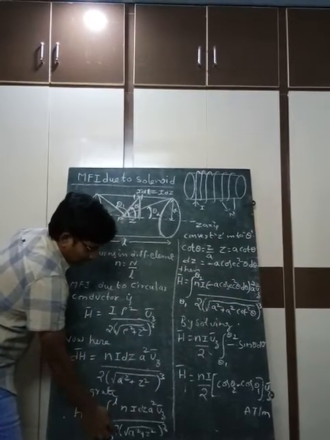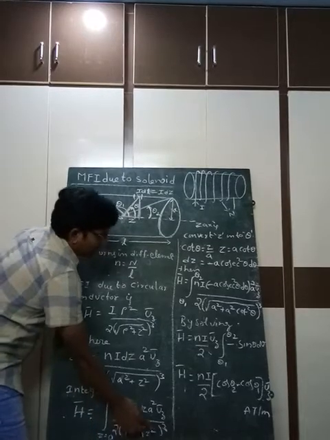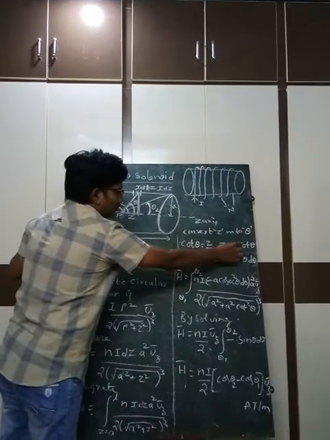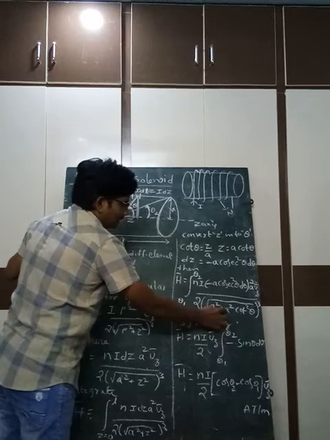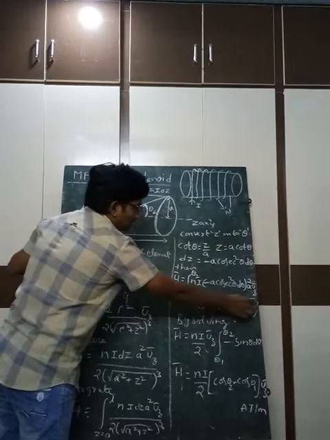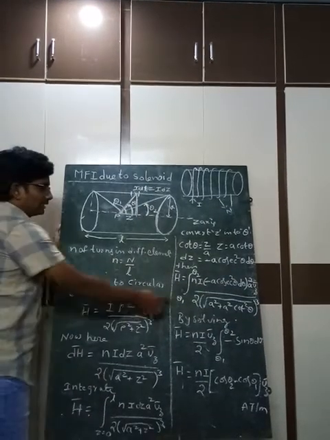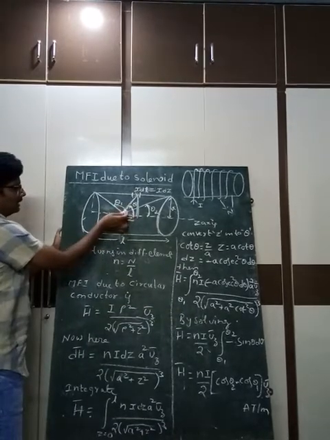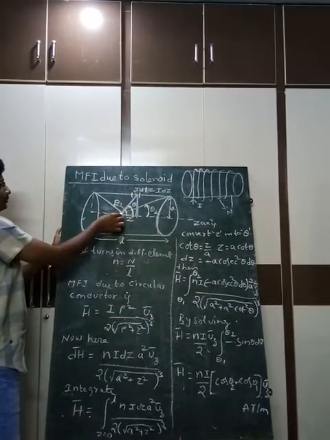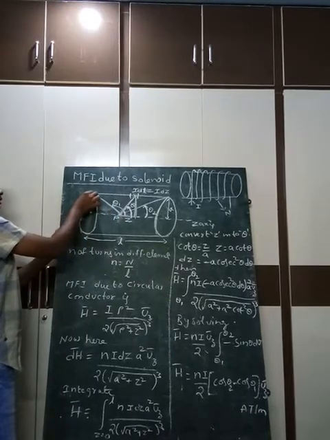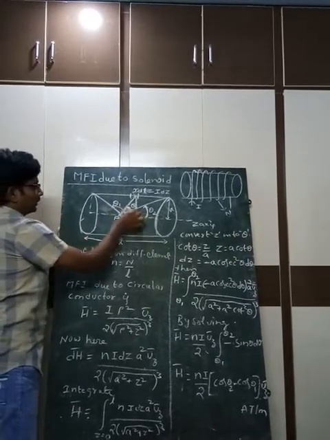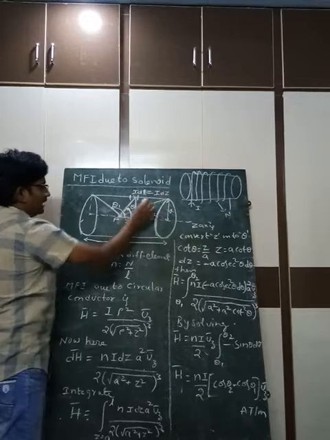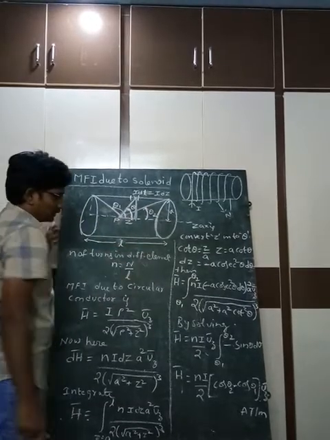a square into uz bar divided by 2 into root of (a square plus z square) whole cube, where z is a cot theta, so z square means a square cot square theta. And here the limits of theta are from theta 1 to theta 2. If theta reaches theta 1, then we get this end of the solenoid. If theta equals theta 2, then we get this end of the solenoid. That means we consider the total length of the solenoid.